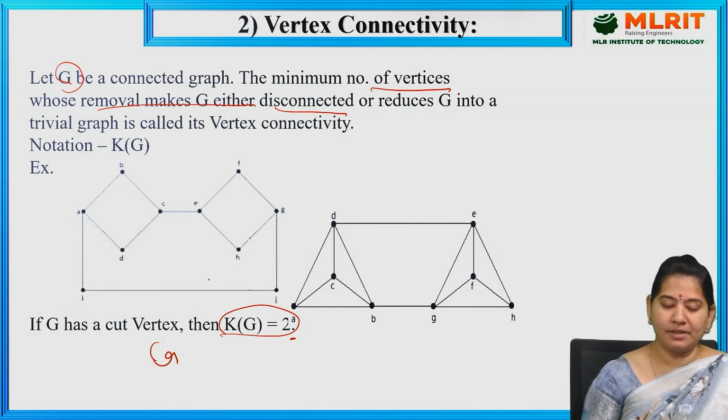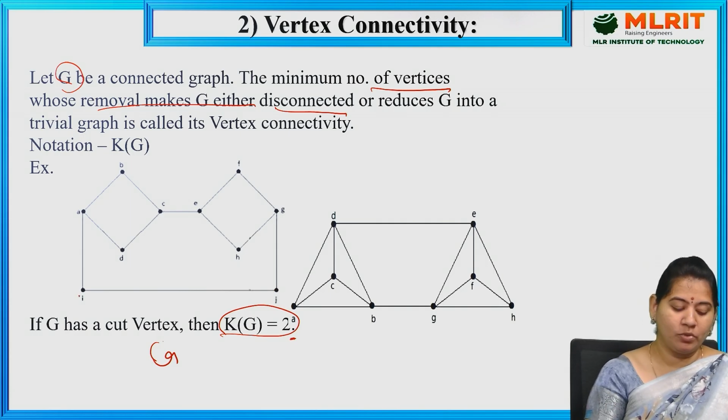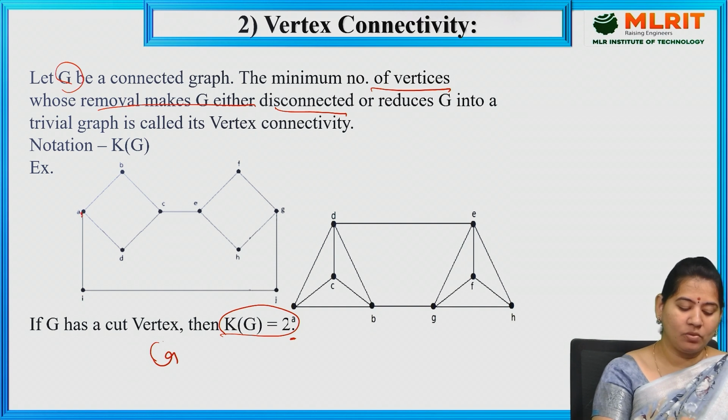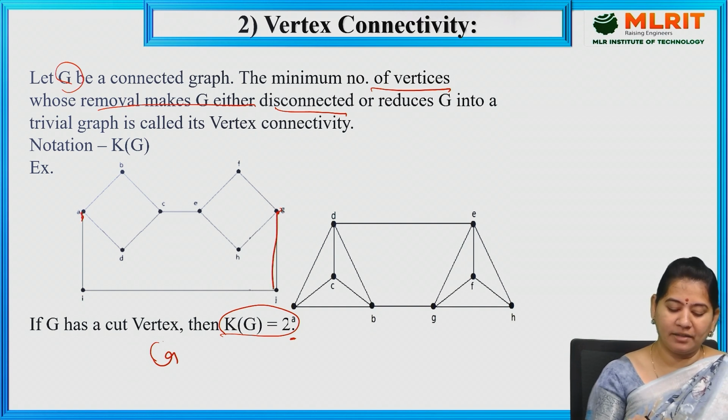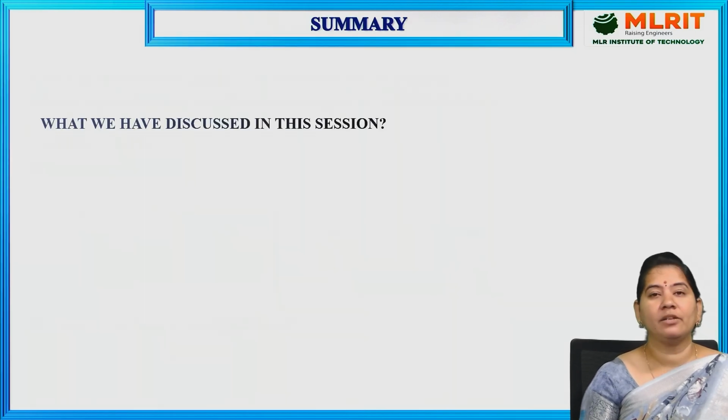Now if I remove the vertices I and J, obviously the graph will not be disconnected. Why? If I remove I, then it will be like this, with only A here. Along with this, if I remove C also, then it is possible to make the graph disconnected. Then only can I say it is the vertex connectivity.